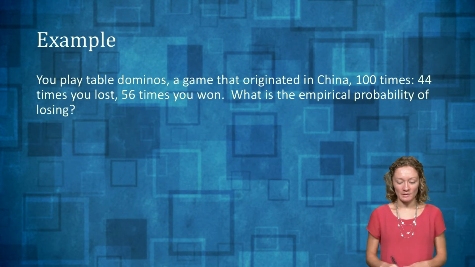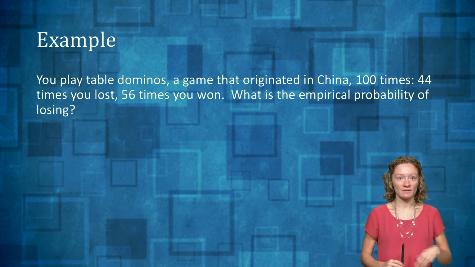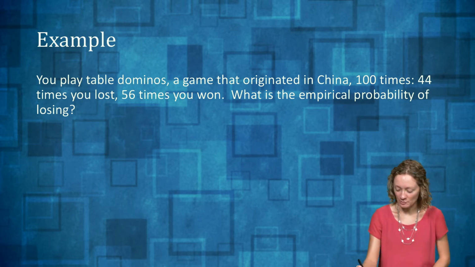You play table dominoes, which is a game that originated in China, 100 times. 44 times you lost, 56 times you won. What's the empirical probability of losing on the next time that you play?